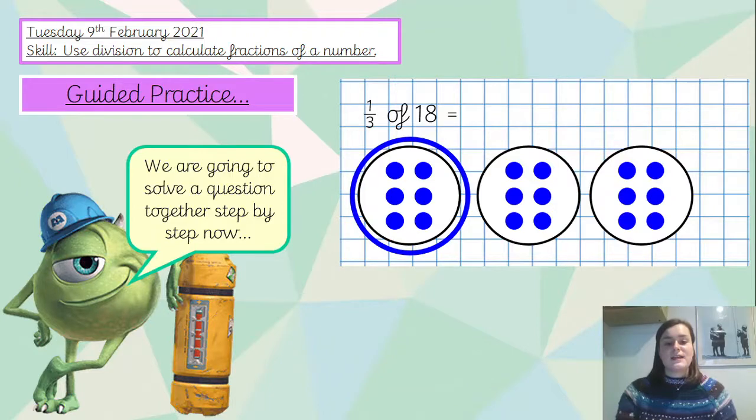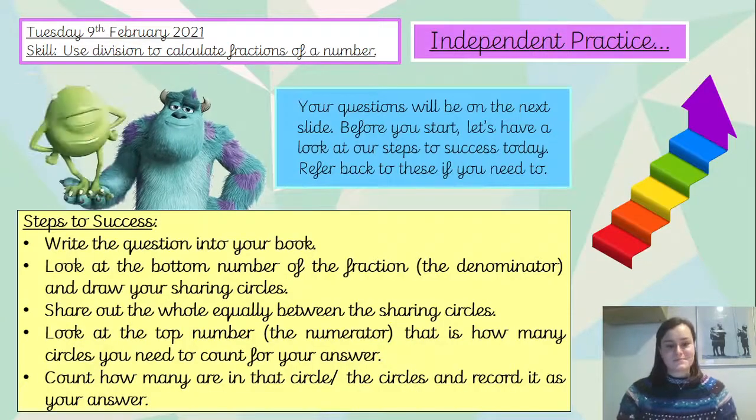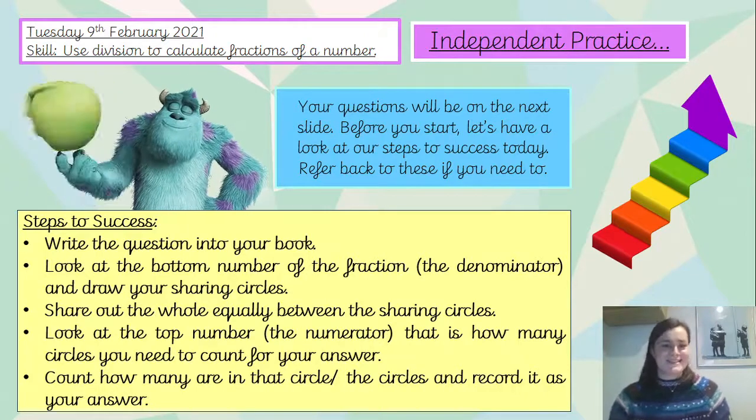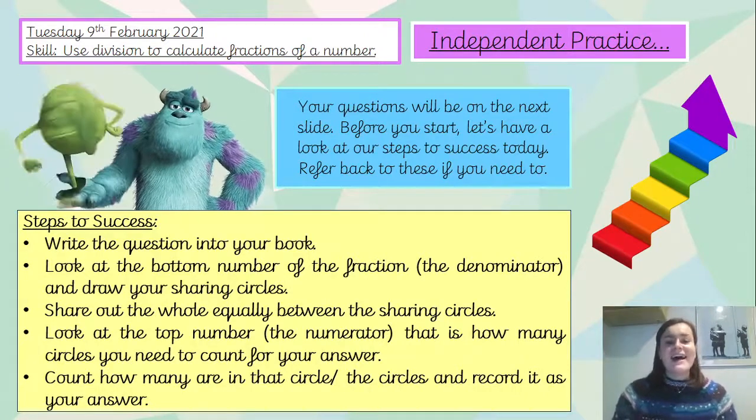So the answer is 6. Well done. If you got that, you can give yourself a big tick. Good job. Okay, on to your independent practice then.